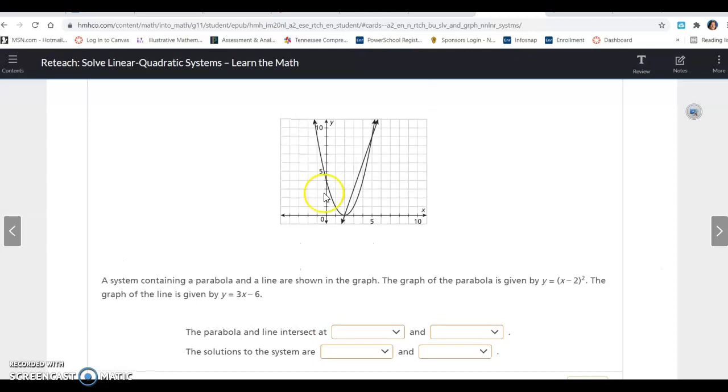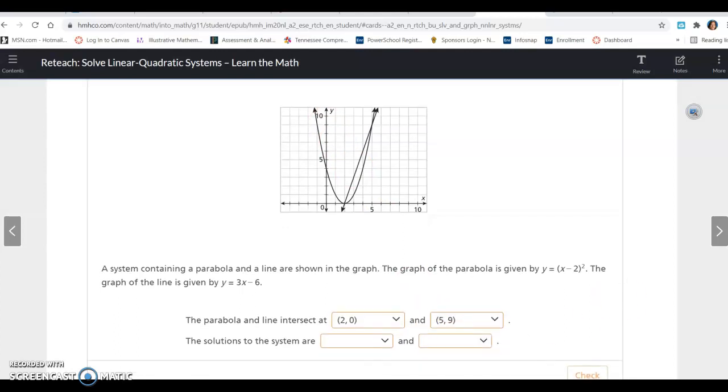So it says a system contains a parabola and a line. The graph of the parabola is given, y equals (x minus 2) squared, and the graph of the line, y equals 3x minus 6. We can say the parabola and the line intersect at 2, 0. And then again at this point up here, which looks to be at 5 and over to 9. So 5, 9. Remember, we always do ordered pairs, x and then y.